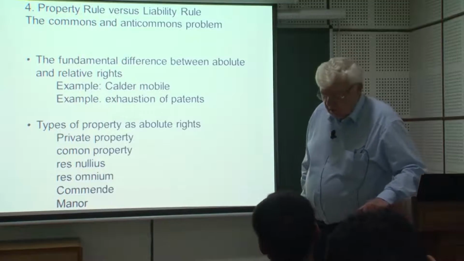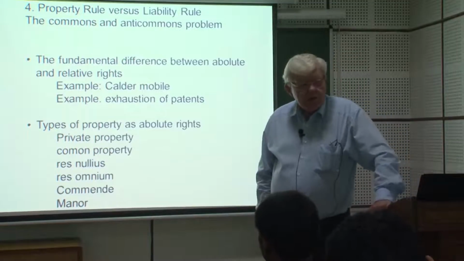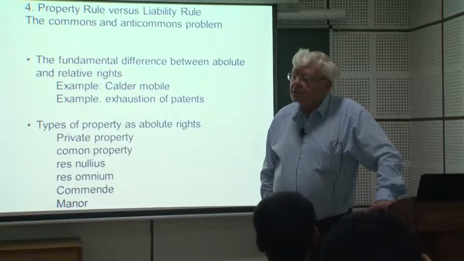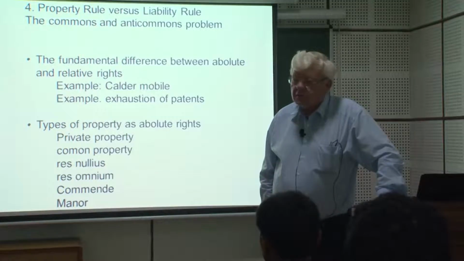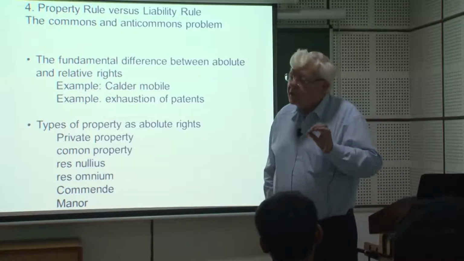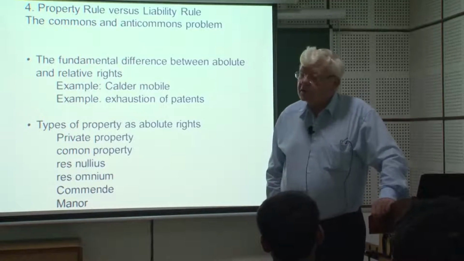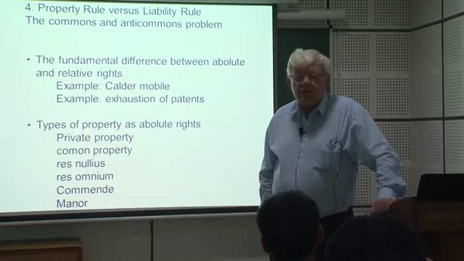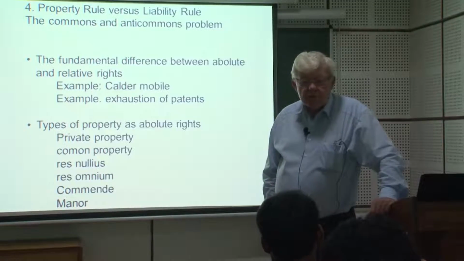That is, res omnium means if there are fishes, then everybody in the whole world has the right to catch these fishes, right? And this is also an absolute right. Nobody can take this right away from him. It is not based on a contract, it is an absolute right. It is the right to catch the fishes, for instance.